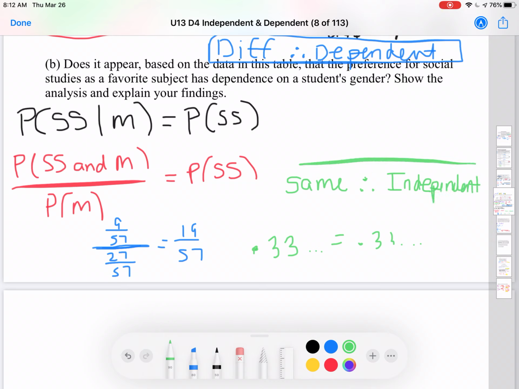Okay, so if they come out to be different, they're dependent. If they come out to be the same, they're independent.